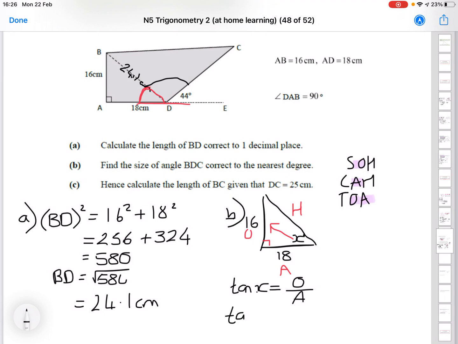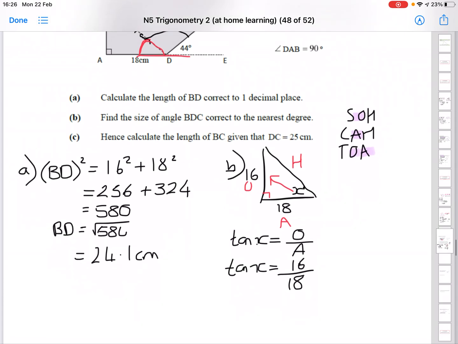So tan x will be equal to 16 over 18. So to find x, we would just do inverse tan of that value. So x equals inverse tan of 16 over 18. So on the calculator, that gives you, I'm going to go for the nearest whole angle, so 42 degrees.